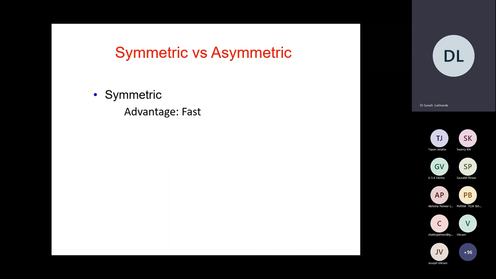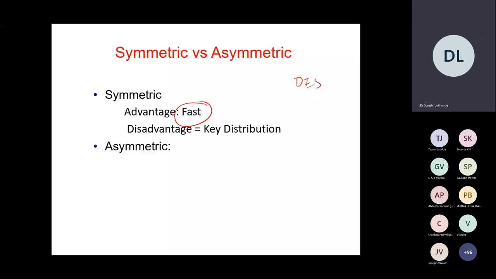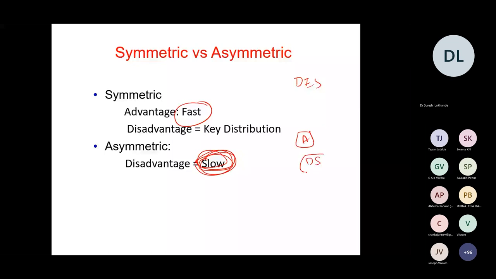The symmetric part, which we have discussed as the Data Encryption Standard, is very fast, but key distribution is a much bigger issue here. Now with asymmetric keys, the advantage is that no one can break this, but the disadvantage is that the keys are bigger. That's why it has become dead slow. Because it is so slow, we would like to use it only for authentication and digital signatures. Right? And the advantage here is that it is more secure.